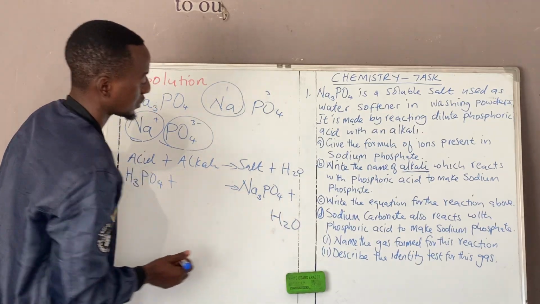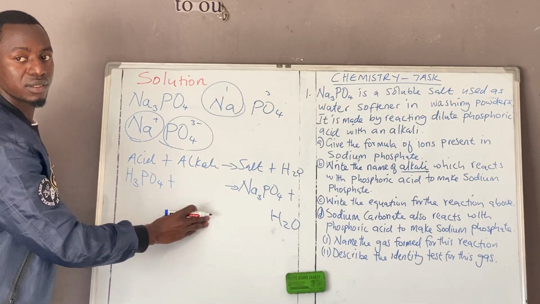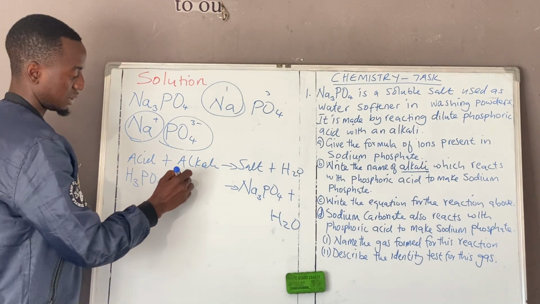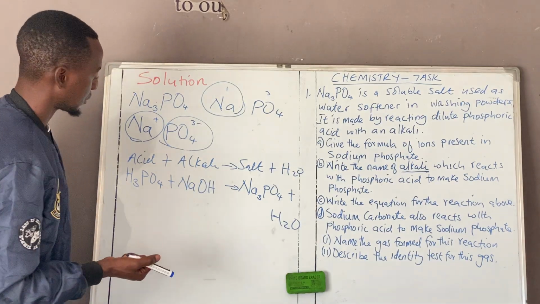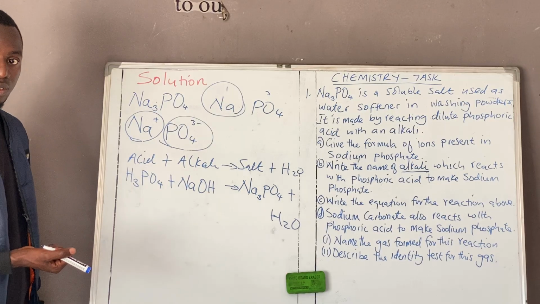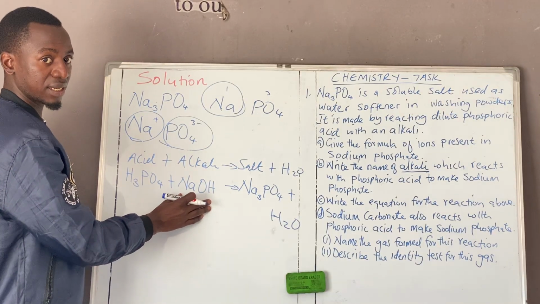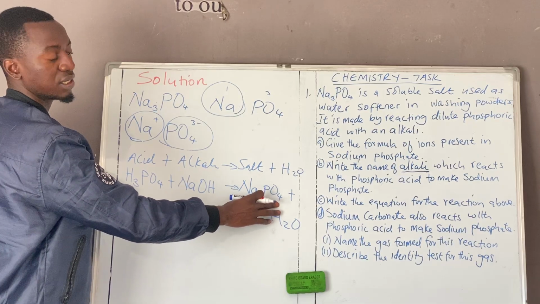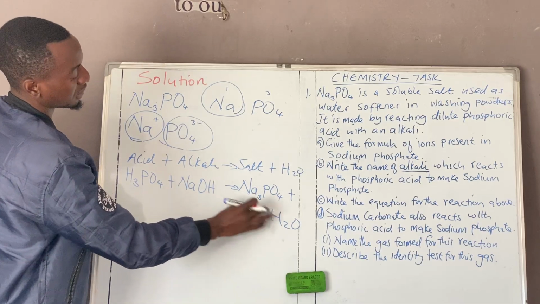So now, what will be the name of the alkali here? Sodium hydroxide. So the name of the alkaline here is sodium hydroxide. Excellent. So, is our equation balanced? Phosphoric acid plus sodium hydroxide, which is an alkaline, is going to give us sodium phosphate. And this sodium phosphate is a soluble salt, meaning it can dissolve, plus water.